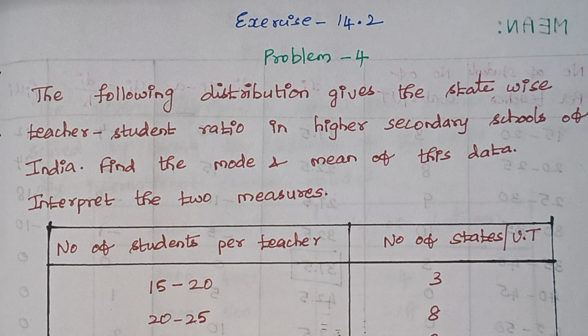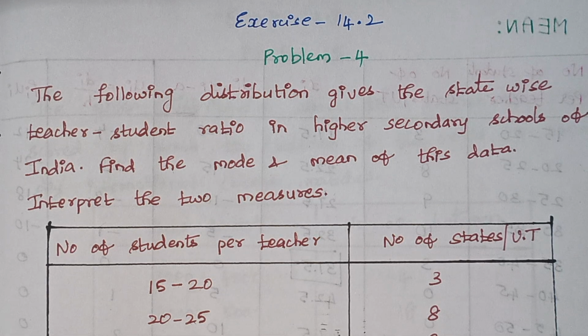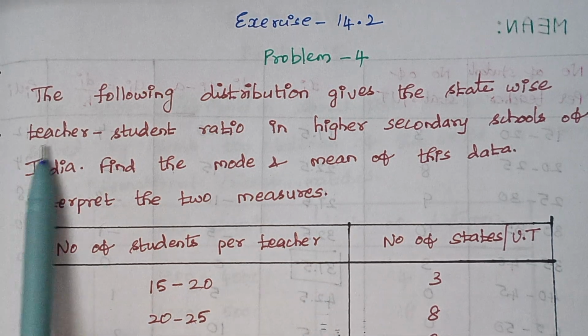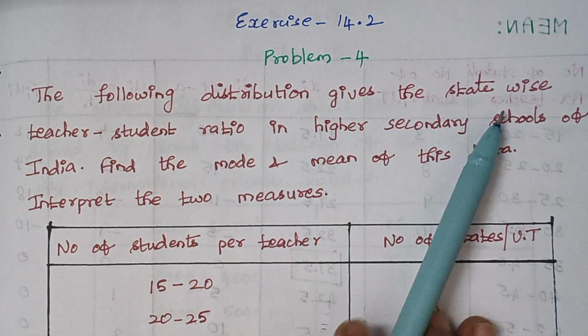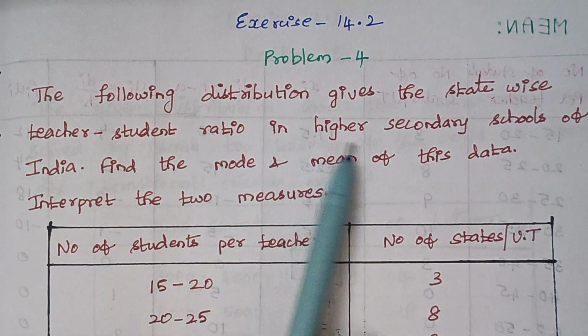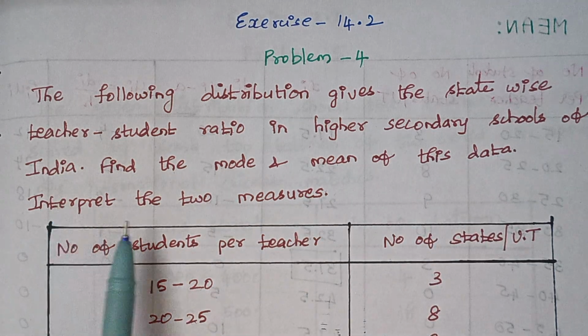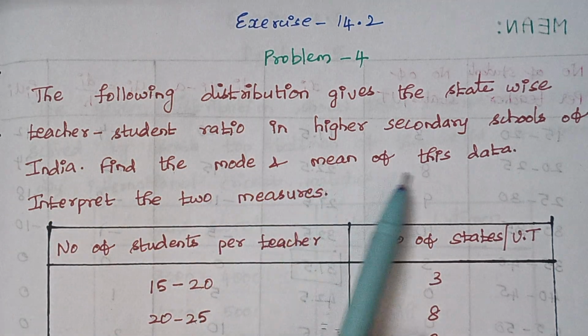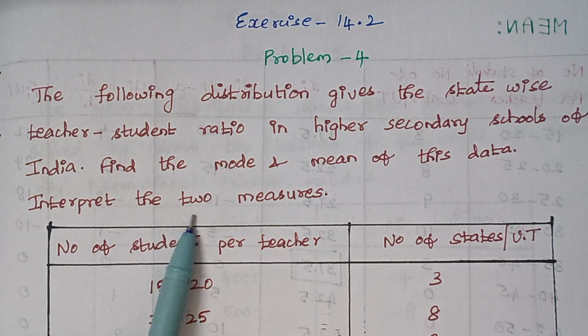Today we are going to solve problems in exercise 14.2. Problem 4. The following distribution gives the state-wise teacher-student ratio in higher secondary schools of India. Find the mode and mean of this data. Interpret the two measures.